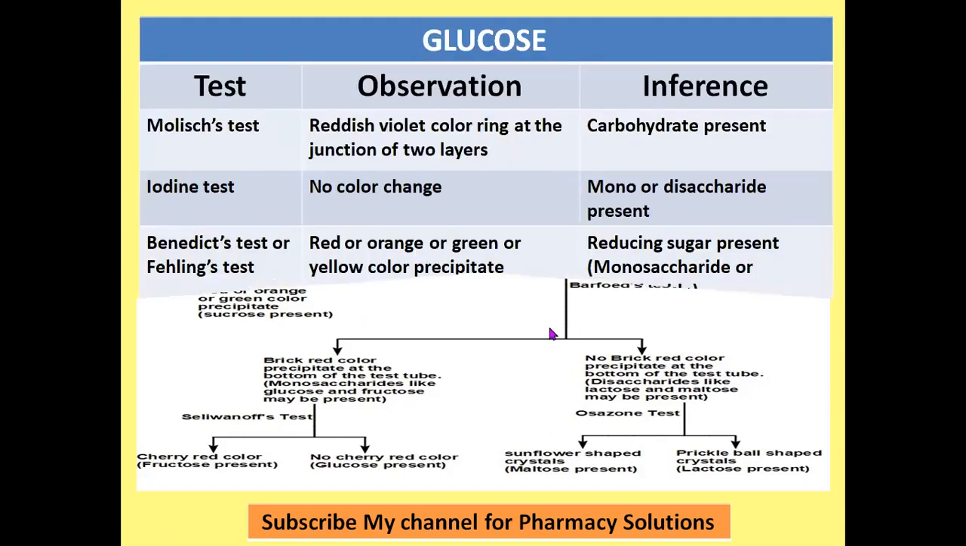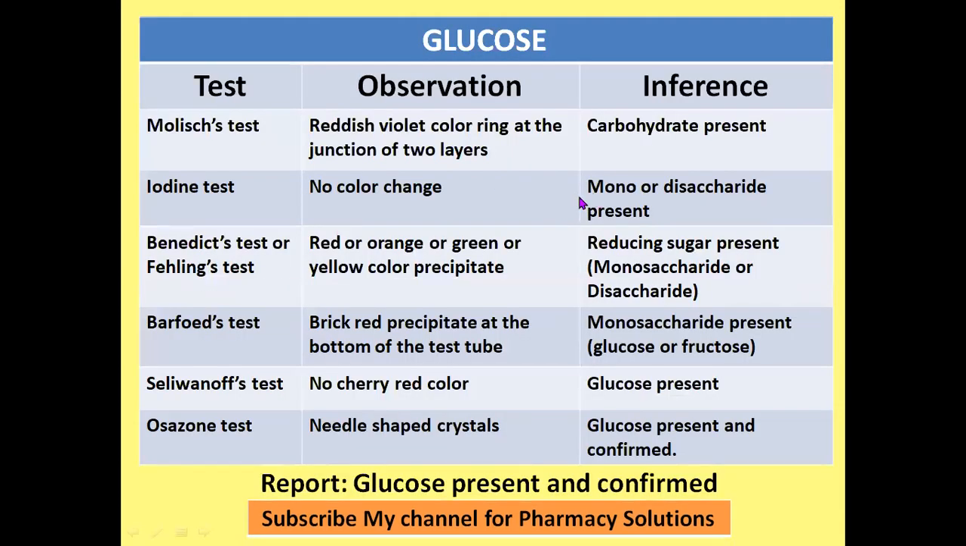Okay, so I'm just briefing it. If your unknown sample is glucose, these will be the tests you will be doing. Molisch test, and the observation will be like this. This should be your observation when you write that your sample is glucose. So you have to check. The inference will be like this.